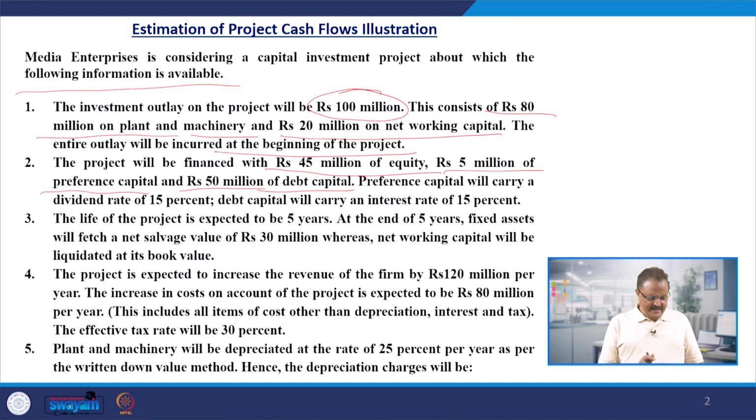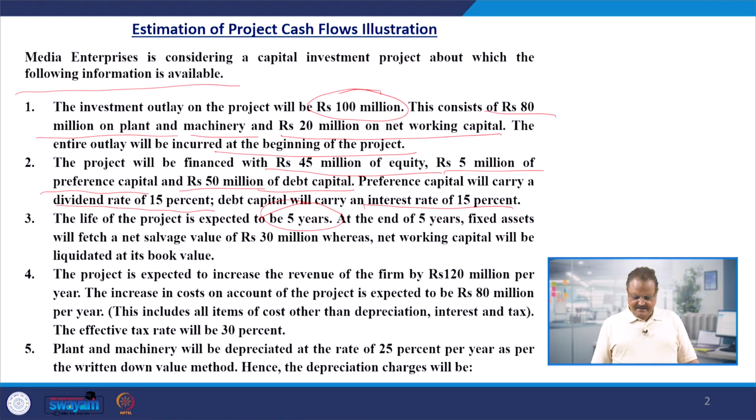Preference capital will carry a dividend rate of 15%, and debt capital will carry an interest rate of 15%. Next, the life of the project is expected to be 5 years. This is the foreseeable life of the project. It is expected to be 5 years.